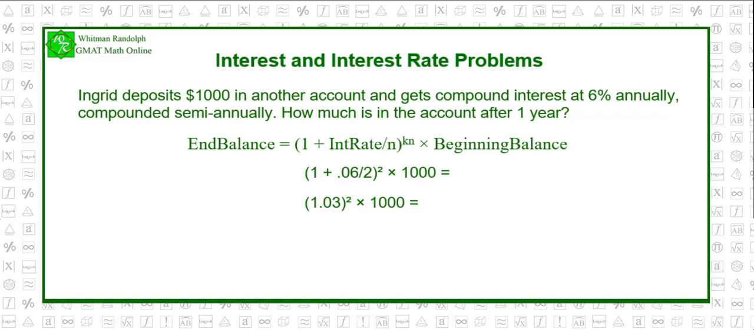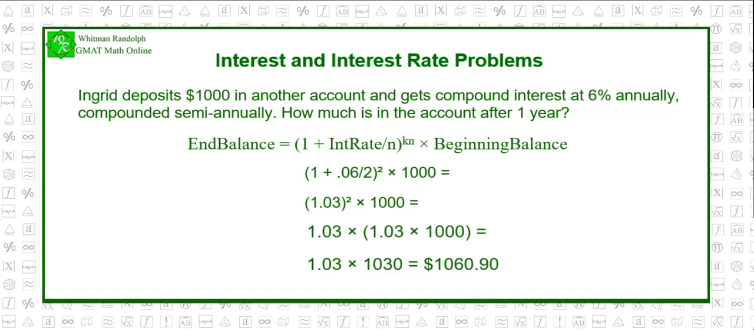Now we complete the calculation as follows. 1.03 times 1.03 times 1,000. That equals 1.03 times 1,030, which is equal to 1,060.90. Therefore, at the end of the year, Ingrid's account has $1,060.90 in it.